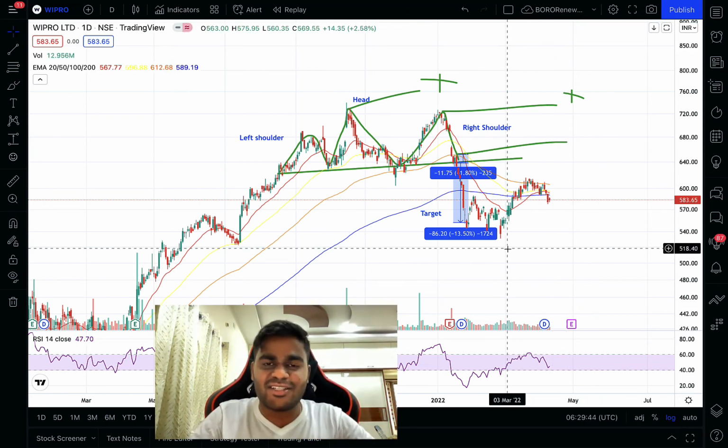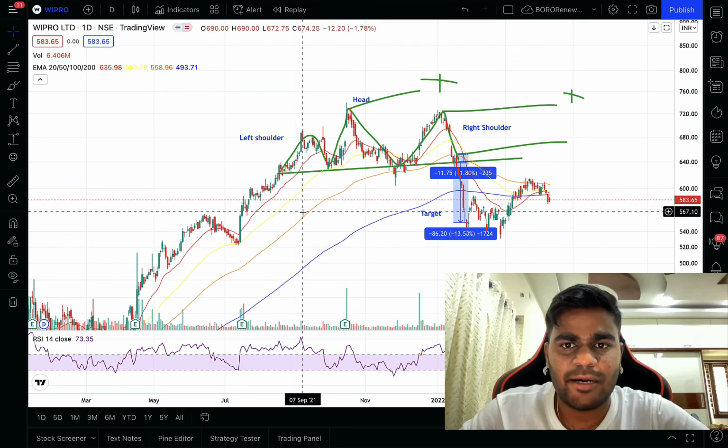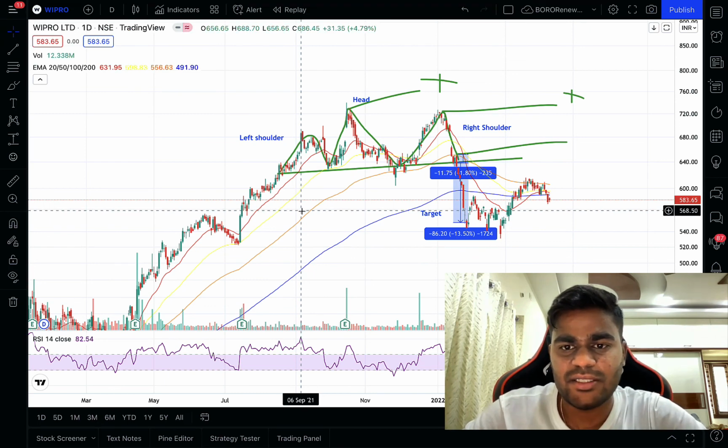That's all about the head and shoulder pattern. The exact opposite of this pattern is the inverse head and shoulder. Head and shoulder forms in an uptrend market, and inverse head and shoulder forms in a downtrend. So that's also a part of the technical analysis series.